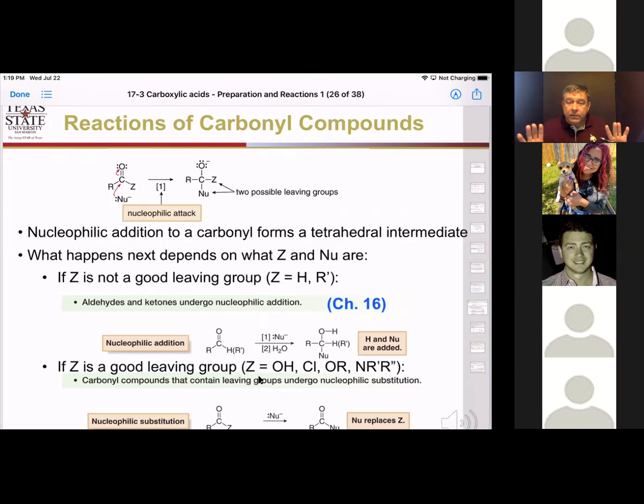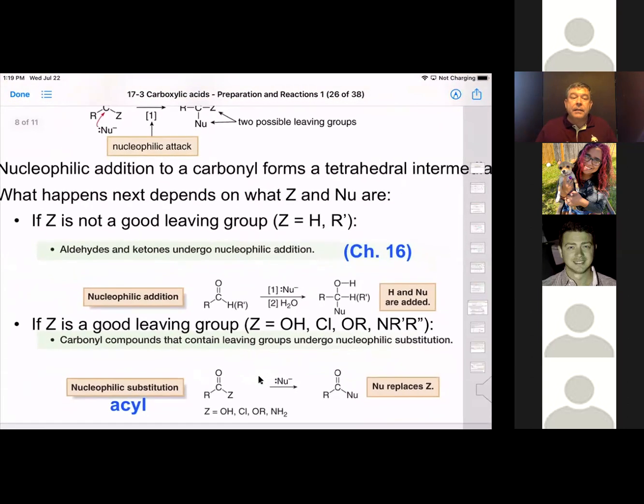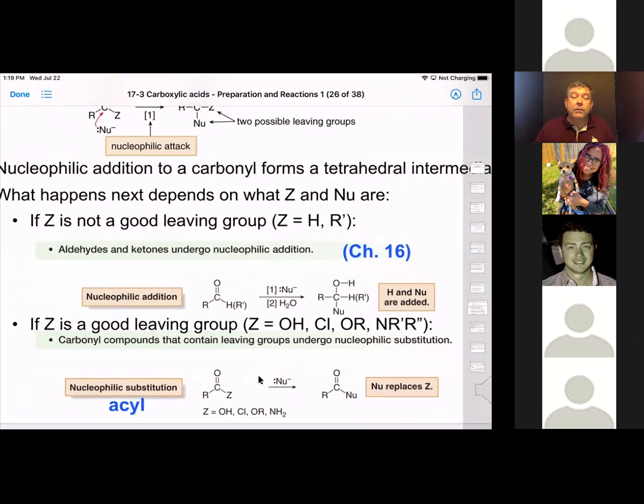So let's talk about leaving group ability. In the case of reactions with aldehydes and ketones where we had addition of a nucleophile across the system, we had the choice to lose something like a hydrogen with a negative charge, a carbon with a negative charge, an oxygen with 2 negative charges. Those are all really bad leaving groups, because a hydride ion is really basic. Carbon anion is really basic. Oxygen -2 is really basic.